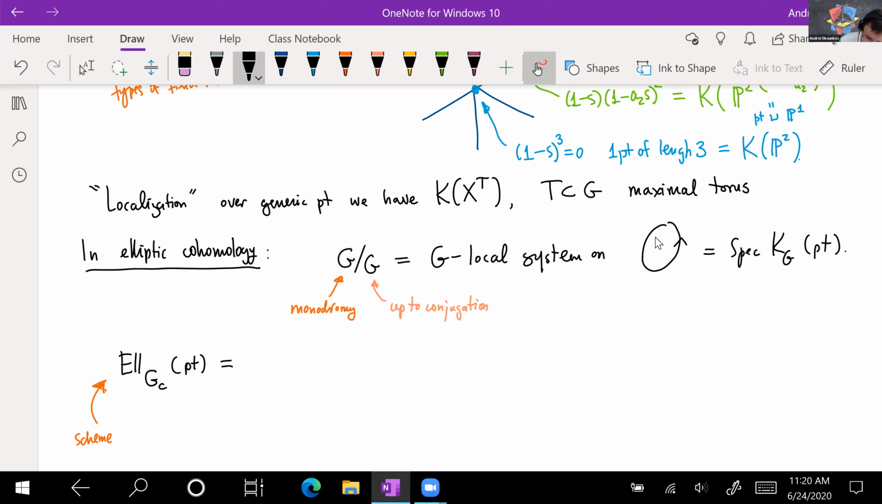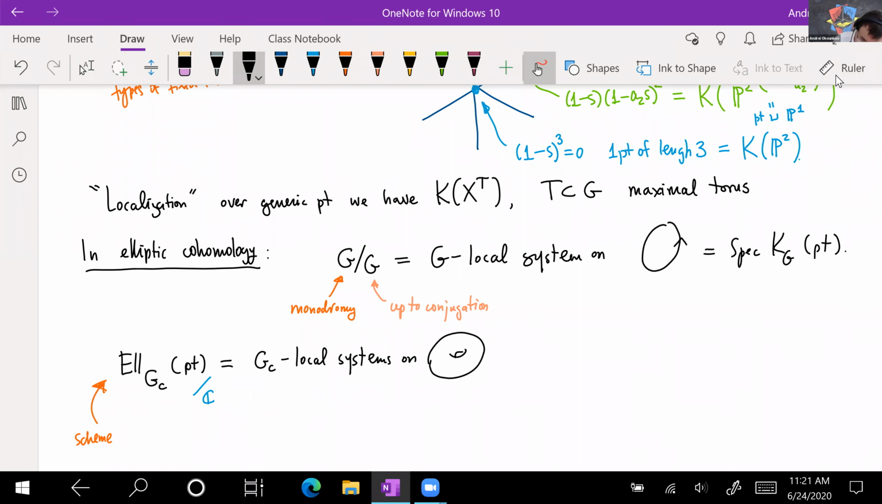So we will take that circle and replace it by, and I also want it over C. So this is the same as G compact local systems on an elliptic curve. So far it's purely topological. This is a purely topological space.